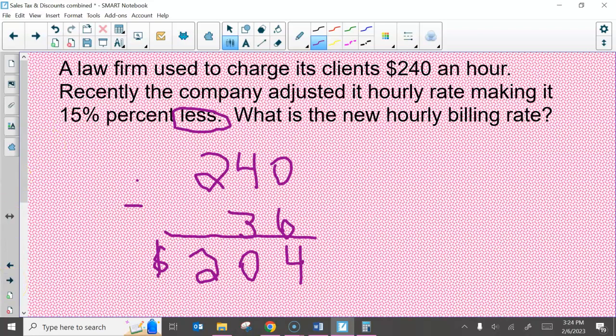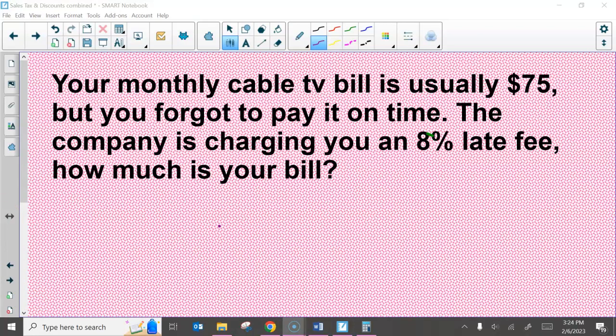Okay, let's see another example. All right, this one says, the cable bill is usually $75 a month, but you forgot to pay it on time. So the company is going to charge you an 8% late fee. How much is our bill now? Okay, so this is what our bill usually is. But we're sort of in trouble here because we didn't pay it on time. So they're going to charge us some extra. It's a late fee. Right? It's going to make our bill higher or more expensive. So this should help you know whether you're adding or subtracting.